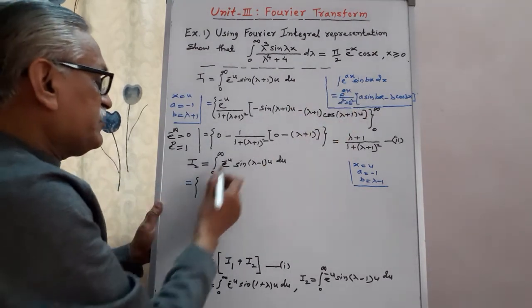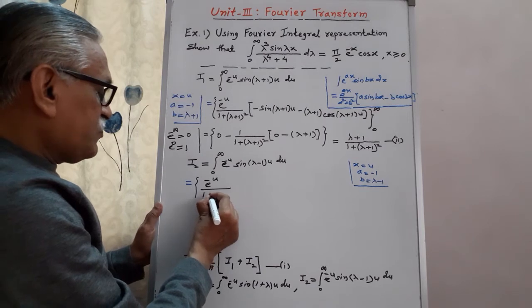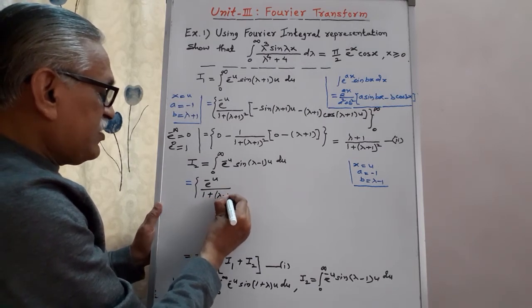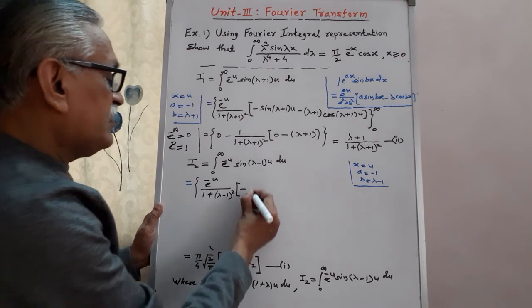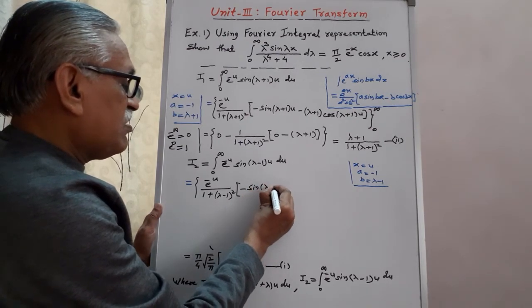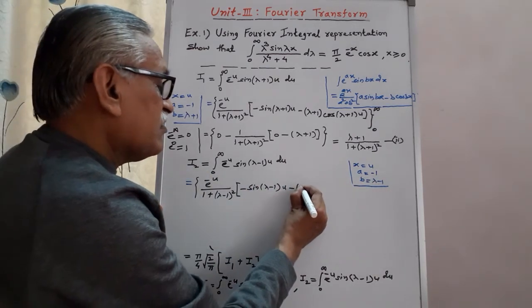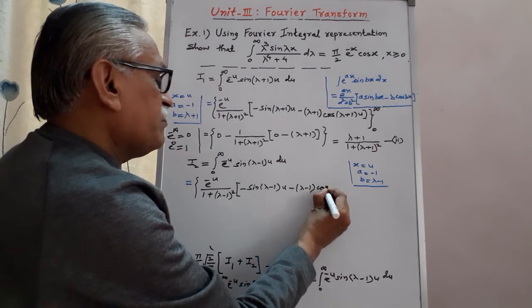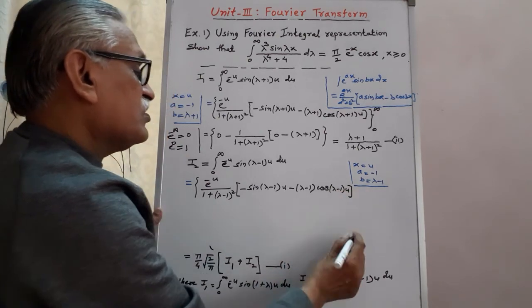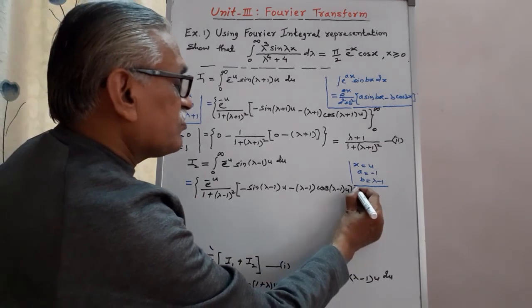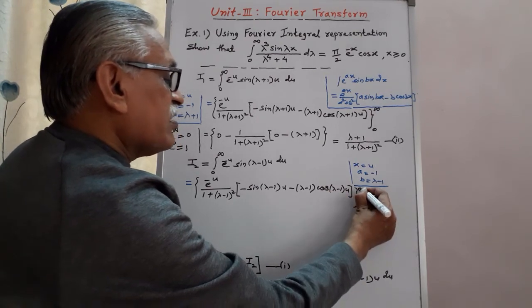Using those values, we get the first term e raised to ax, that means e raised to minus u, divided by a square, minus 1 square is 1, plus b square, lambda minus 1 bracket square, multiplied by a sin bx, a is minus 1, sin of lambda minus 1 times u, minus b, b is lambda minus 1 into cos of bx, cos of lambda minus 1 times u, bracket close, outer bracket close, and limits from 0 to infinity.